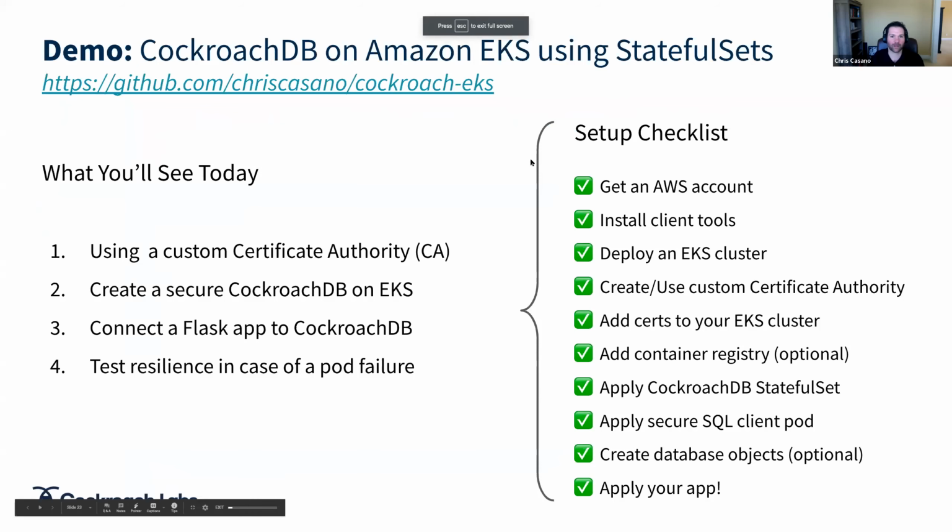I only have one slide, and then we'll get right into the tech. So I have a quick demonstration today. We're going to show how we can run CockroachDB on EKS, and we'll use StatefulSets to do this. We're going to do this with a custom CA, or custom certificate authority. After that, we'll deploy a stateful set, which will deploy CockroachDB on Amazon EKS. We'll also connect a really simple Flask app.